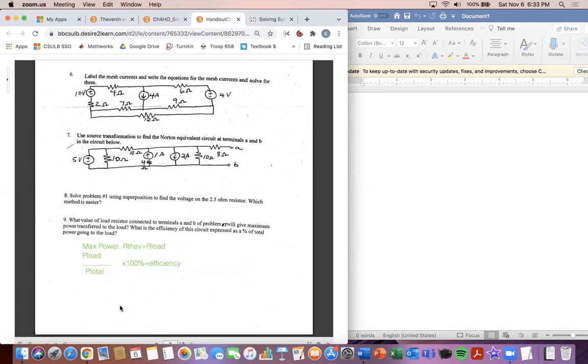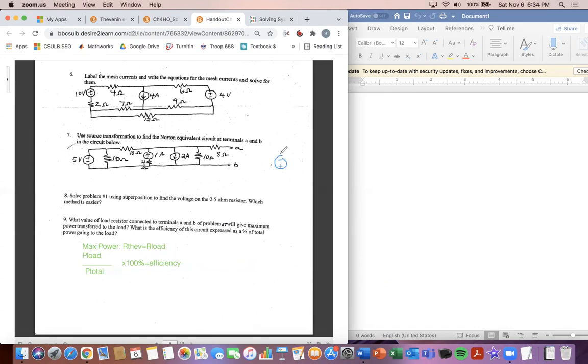And so how much is going through that load versus the total, times that by 100. And so what we need to do is we're going to connect... we found our VThevenin circuit for number 7 just through the past calculation. And when we did that, we had 2.5 volts. So I'm going to draw it over here. So we had 2.5 volts down here.